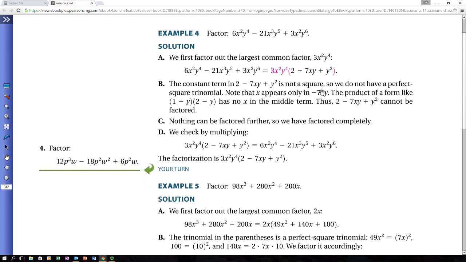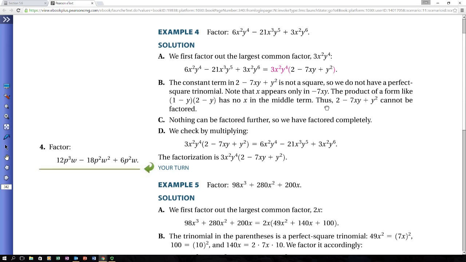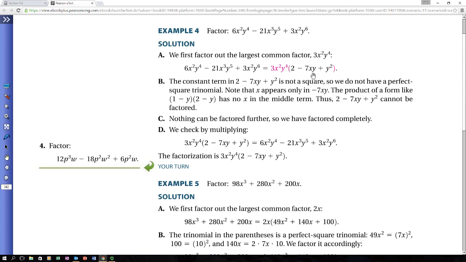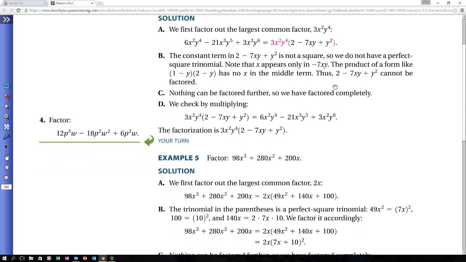It is not possible. I'm not going to go down that grouping or anti-FOIL method. If I just think about what has to happen for these middle terms to occur this way, there'd have to be an x part in this first term, like 2x or something like that. So what they're saying is, based on that, this can't be factored, so I'm done. And so nothing can be factored further, so I'm factored completely.